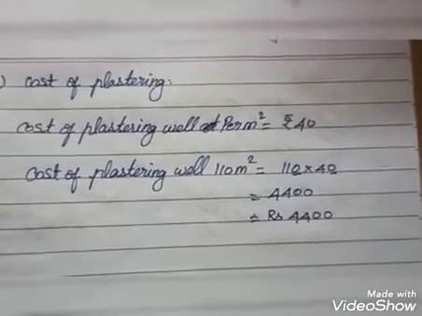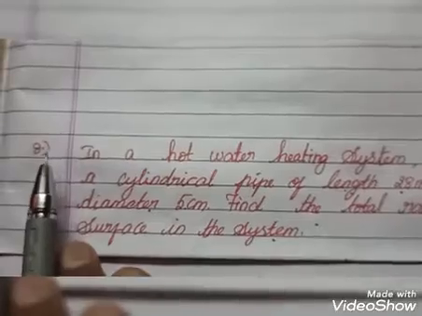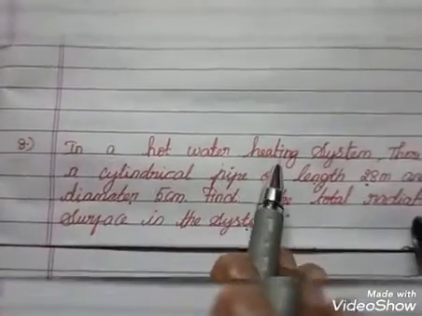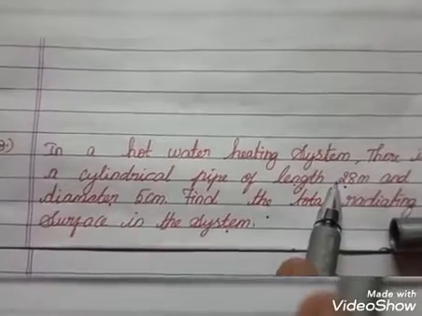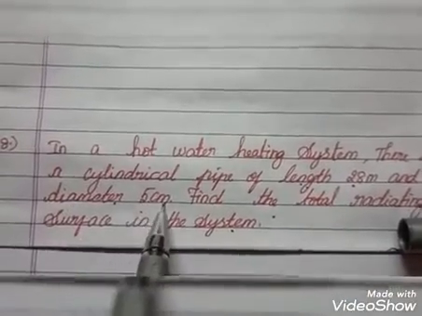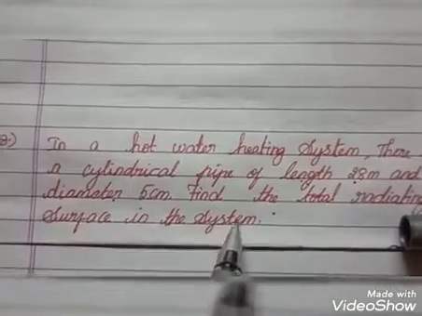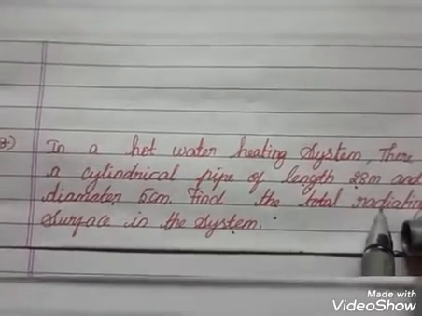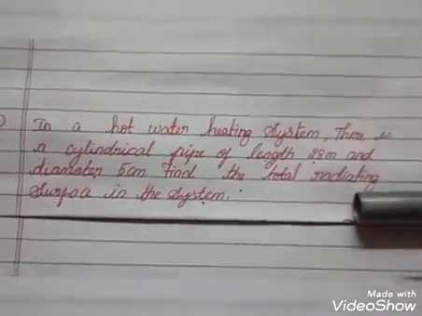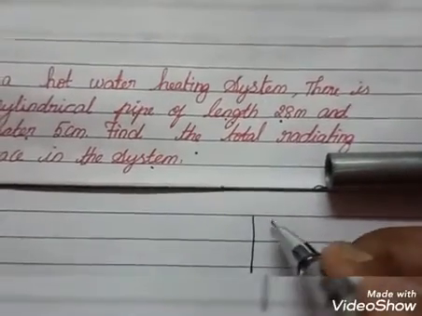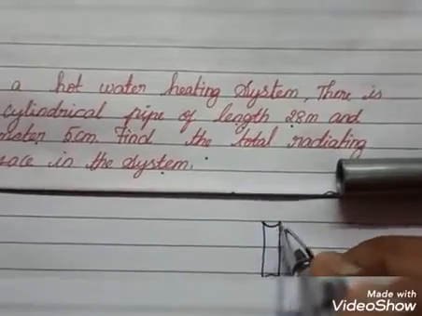Next we move on to question number 8. In a hot water heating system, there is a cylindrical pipe of length 28 meter and diameter 5 centimeter. Find the total radiating surface in the system. What is meant by radiating? Radiating means radiation to heat the water. So just consider this is the cylindrical pipe to heat the water inside the water heater.